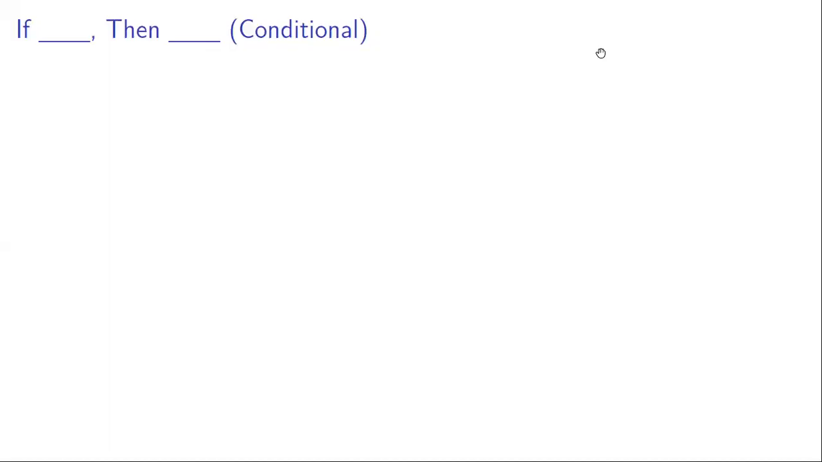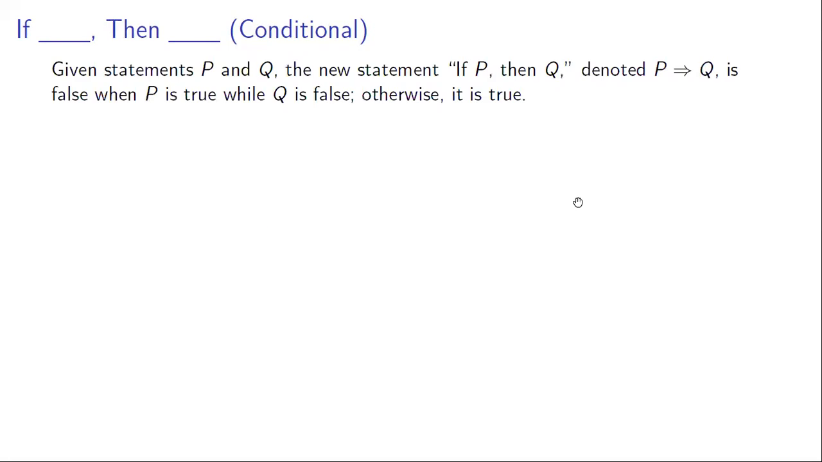The next logical operation we're going to learn about is called the conditional, and it has the form of "if something, then something." Given statements P and Q, the new statement, "if P then Q," is false when P is true while Q is false. Otherwise, it is true.